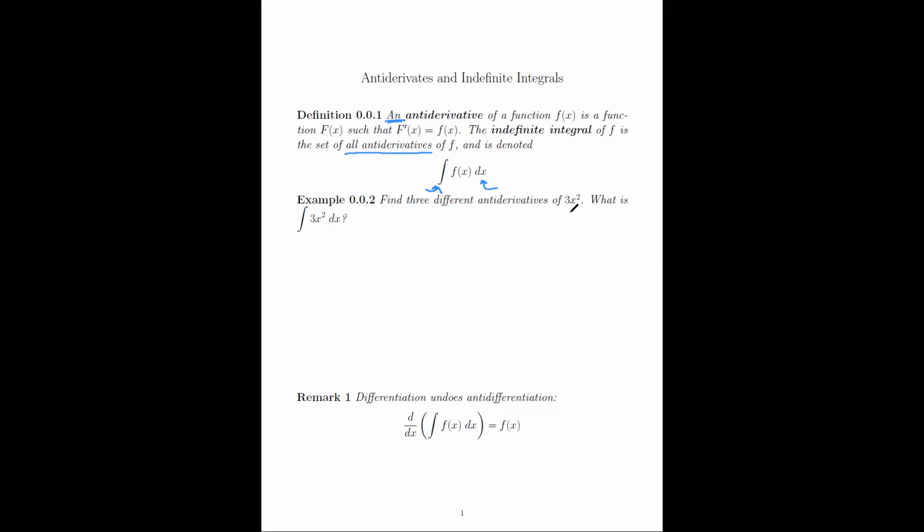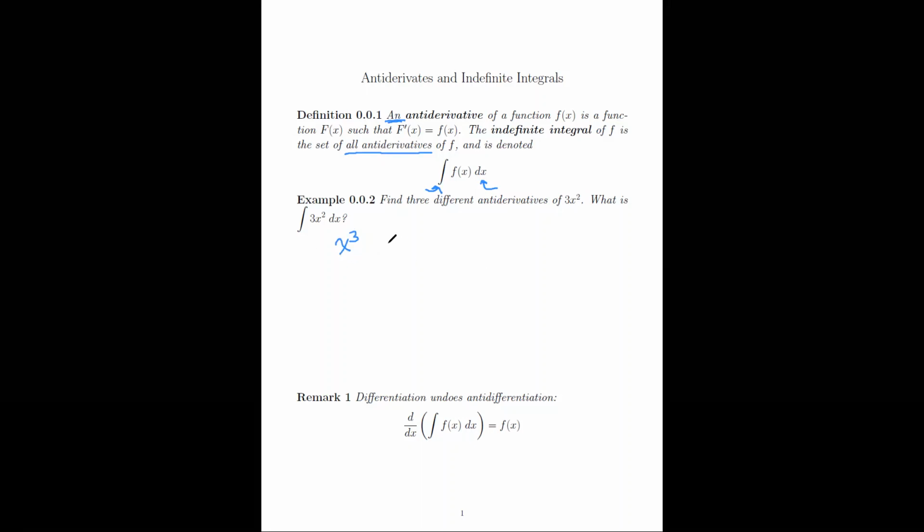So let's think about this. An antiderivative says, what function, when I take the derivative of it, will give me 3x squared? Well, our initial reaction might be x cubed. If I take the derivative of x cubed, I would get 3x squared, which is what we want. Wonderful. So here's an antiderivative.